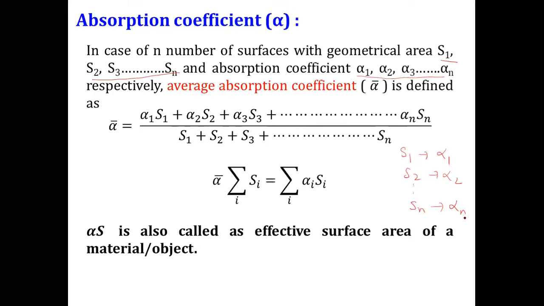In many scenarios, it is convenient to define an average absorption coefficient, which basically means that we can calculate an average and then say that everything present in the room has the same absorption coefficient, equal to the average absorption coefficient. So that's how the average absorption coefficient is defined. You multiply the absorption coefficient of each object with its surface area, then you add them up and divide by the total surface area. That would be your average absorption coefficient by definition. You can further rewrite it, and I denote the average absorption coefficient by alpha bar.